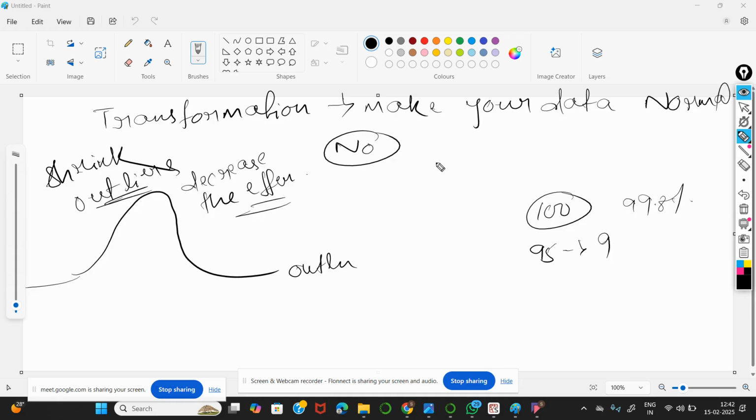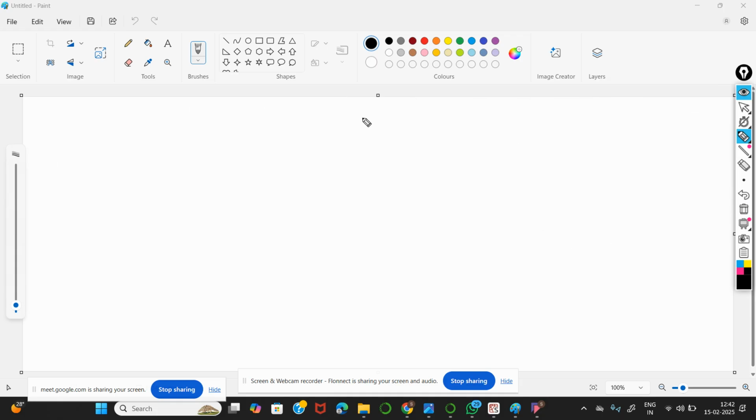For example, it is given like this: 25, 30, 40, 20, 25, like this something is given and you got to know that this is not normal. Variance is more. If variance is not stable then we can tell that okay, the data is not normal.